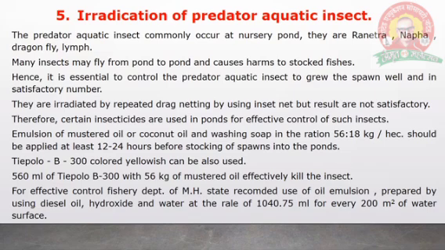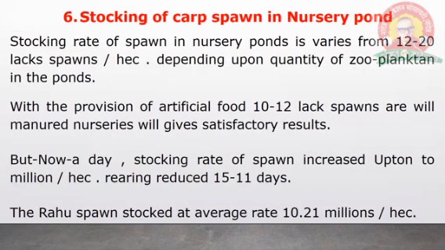How can we control them? They are eradicated by repeated drag netting, manually using an insect net, but the result is not satisfactory. That's why we use the next formula, the emulsion of mustard oil, for the control of aquatic insects.